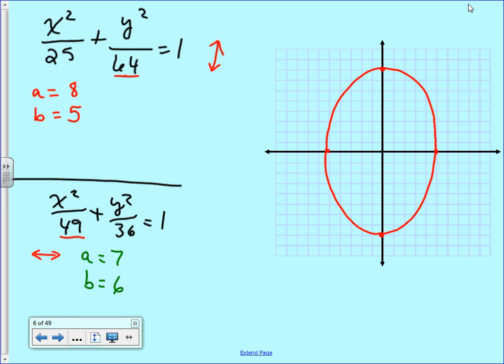So from the center, I'm over here at the graph now, going to the right 7, 1, 2, 3, 4, 5, 6, 7, and to the left 7. And so how far up and down will we go? Hope you said 6. 1, 2, 3, 4, 5, 6. And down 6. And now I have a different set of points. And now we'll connect these in the best ellipse that you can make. Okay? It's kind of a neat combination of those two there, I think.